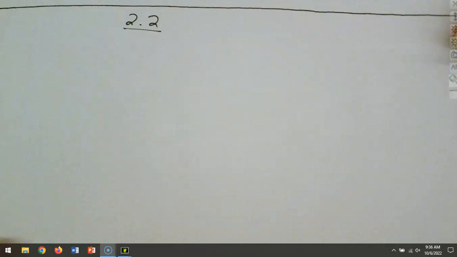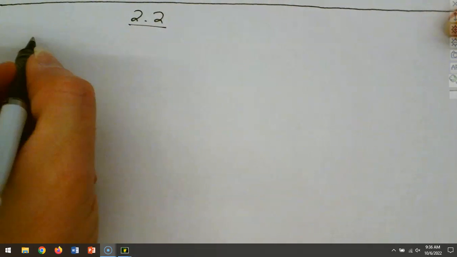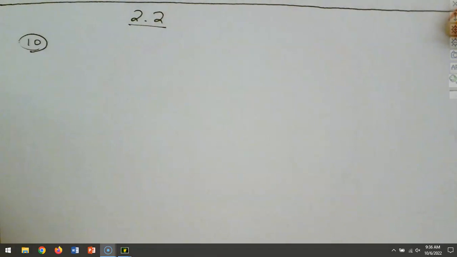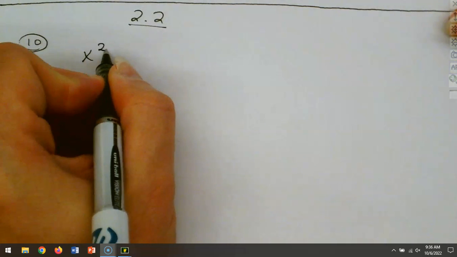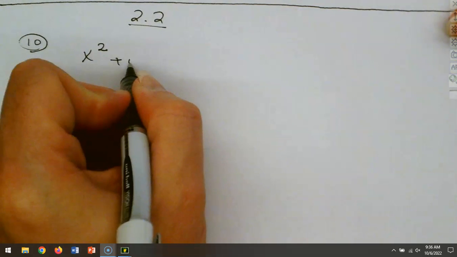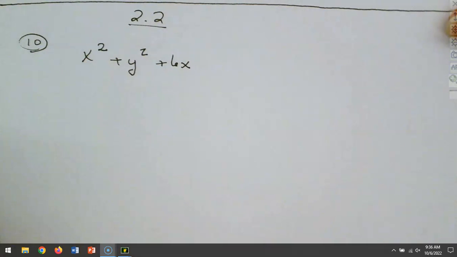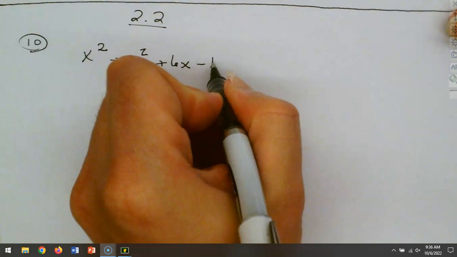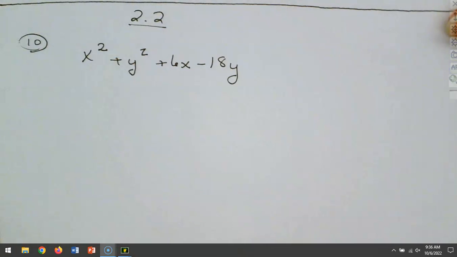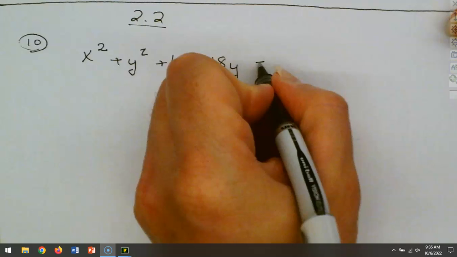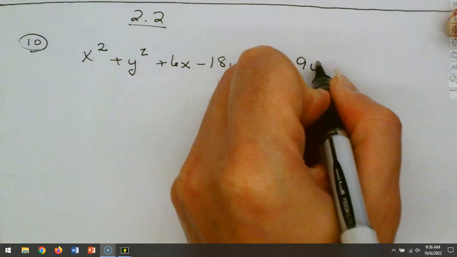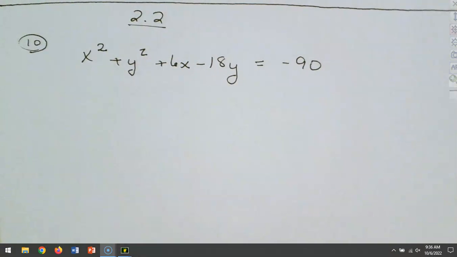So let's look now at 2.2, question number 10. And what we want to determine is if this is a circle or not, and if it's not, then we want to go ahead and say what it is. Now I'm going to make my life a little bit easier, and I'm going to move that 90 over. We could write it and move it over again. I don't really want to have to write it multiple times, so I just move the 90 over.